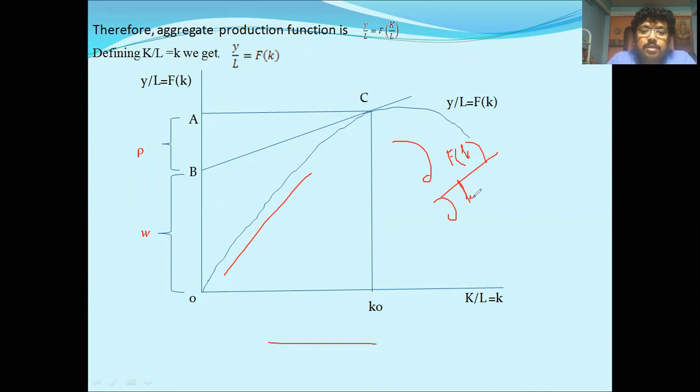So marginal productivity of capital is the rate of interest, and this is the slope of this curve. Here AB represents the real rate of interest. Now, this is the equilibrium K0. Equilibrium K0, that means the capital labor ratio. Now I erase all this marking.